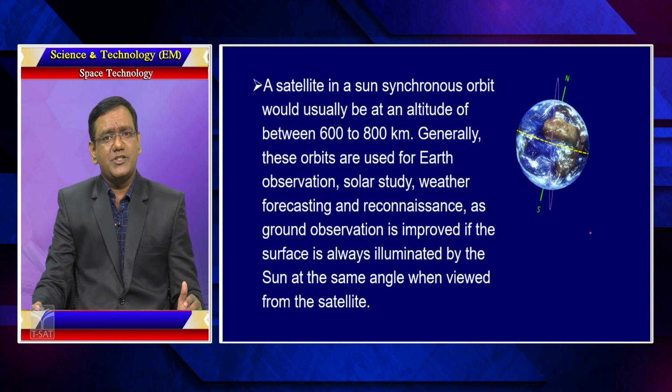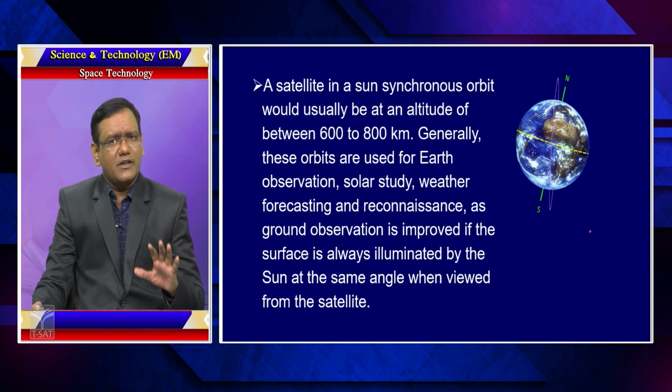Ground observation is improved if the surface is always illuminated by the sun at the same angle when viewed from the satellite. So if we want to observe a place on the Earth, we need to have sunlight. Since the satellite comes at the regular time, we ensure that the place we are going to observe is enough lit by the sun. That is the reason why we use sun synchronous polar orbits if we want to observe the Earth.